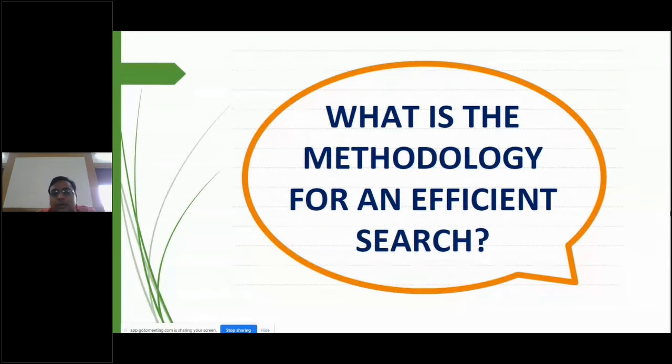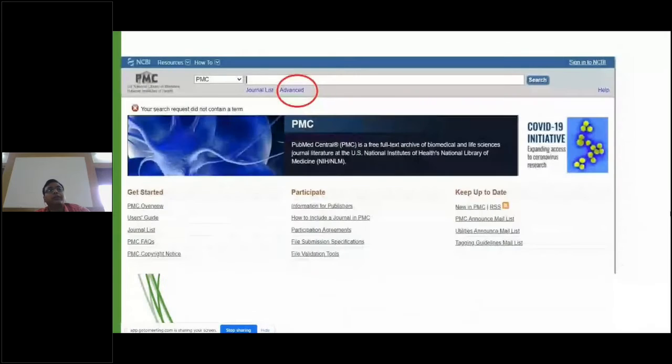I repeat the topic: the effect of Siraveda on non-alcoholic fatty liver disease. This is the portal of PubMed and PMC, that is PubMed Central. Here, the red mark is there. Let's say the advanced search. How to go for advanced search? You need more information from PubMed. You have to click here.